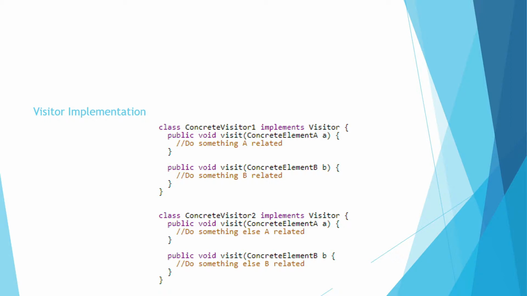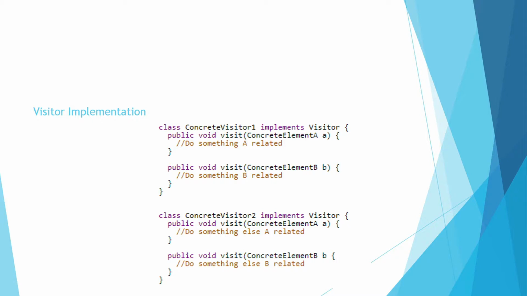Then we look at the visitor. We're going to have an abstract visitor, which you don't see here, but it's going to have a list of virtual visit methods for each element. And then within the concrete visitor, they're going to visit concrete element A, concrete element B, and so on.